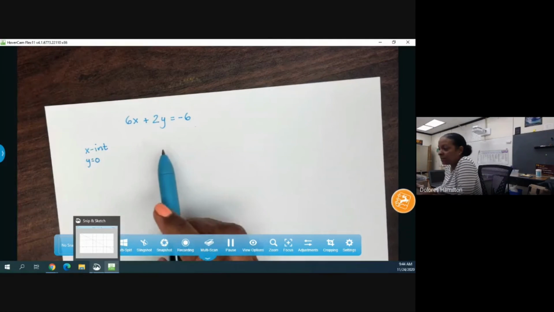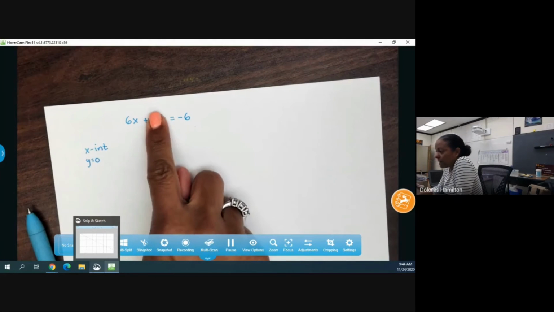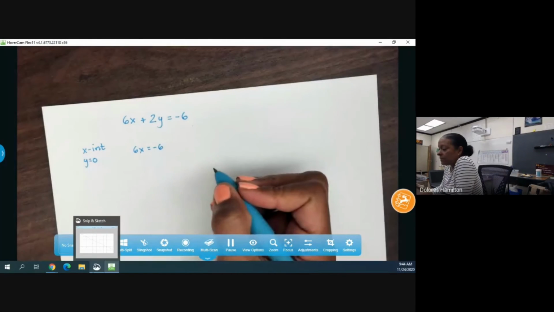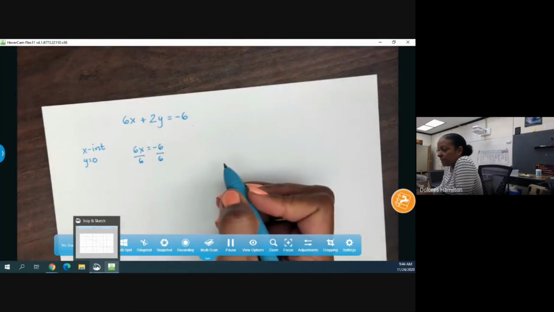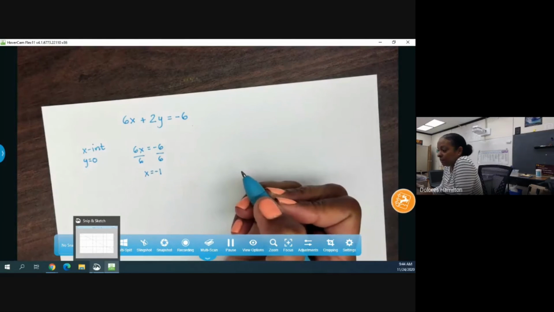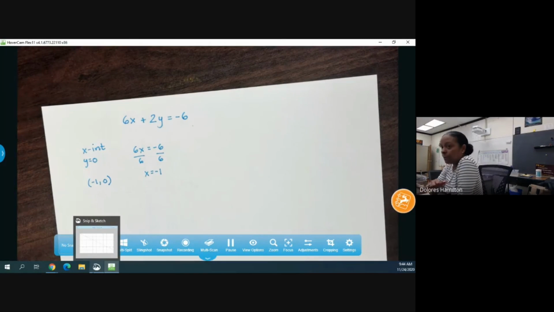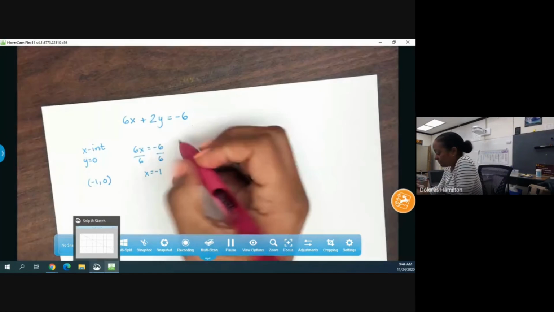Remember, for the x-intercept, your y is 0. So we're going to hide that y term, and we have 6x equals -6. So then we divide both sides by 6, and we know that x equals -1 is a point. And we write that just like that, -1, 0. So we're going to plot that on our graph.